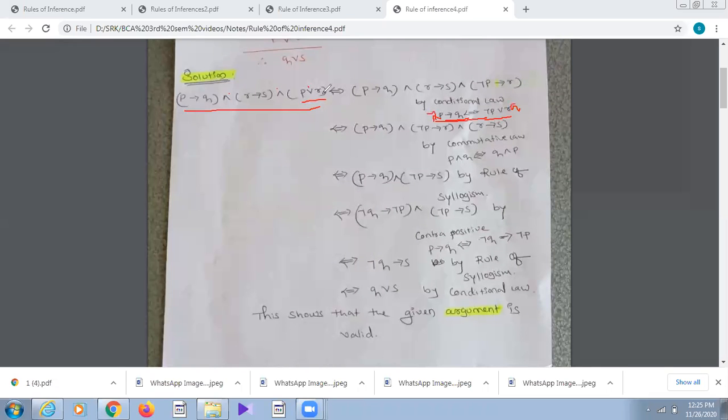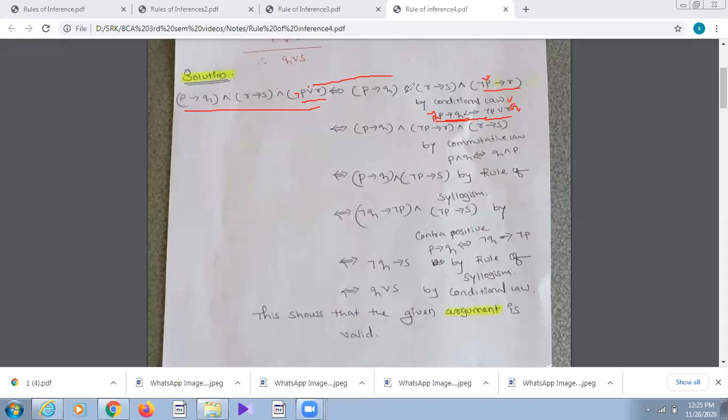So P or R can be written as negation P conditional R, because when the negation is not there, the negation is moved to the conditional form. That's why here it is negation P conditional R. So this is how we applied the conditional law in the first step.